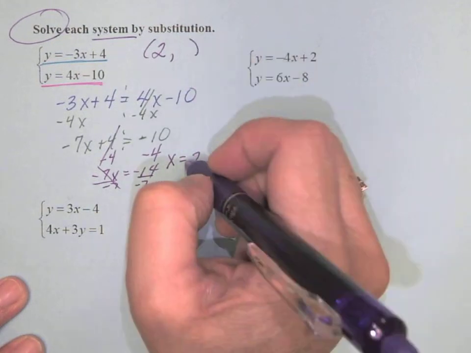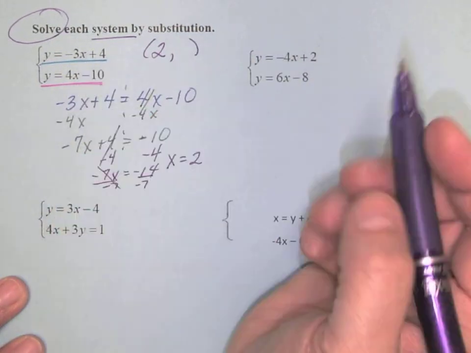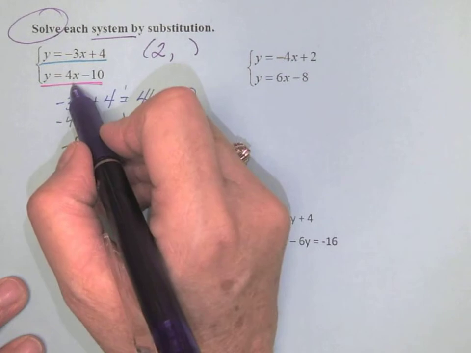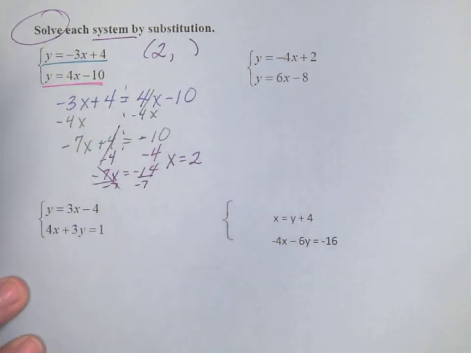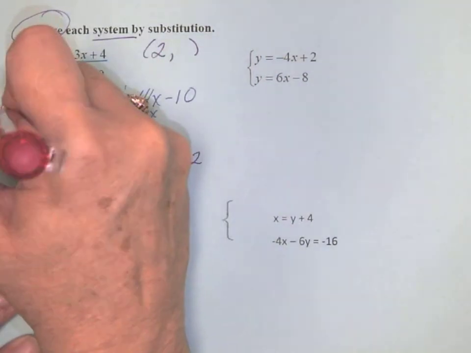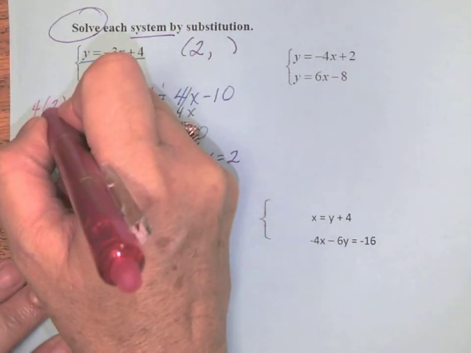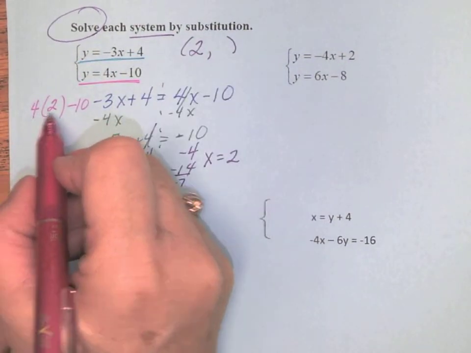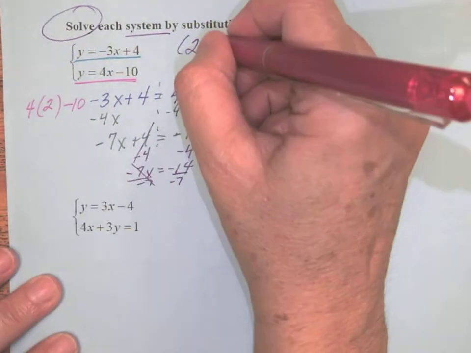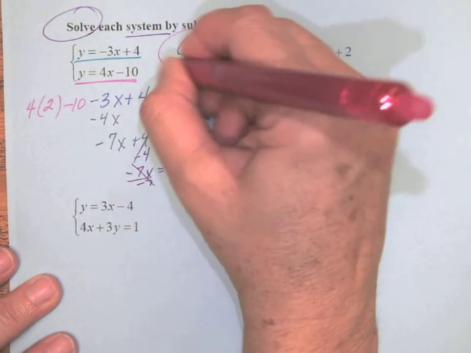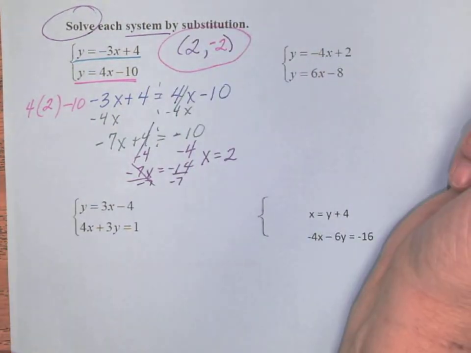So I can substitute again into either equation. I don't care which one. I'm going to use this one. Doesn't matter which one. So 4x minus 10. But instead of x, I'm going to put 2. So 4 times 2 is 8. 8 minus 10 is -2. There's my point of intersection. That's my solution. That's my answer, 2, -2.